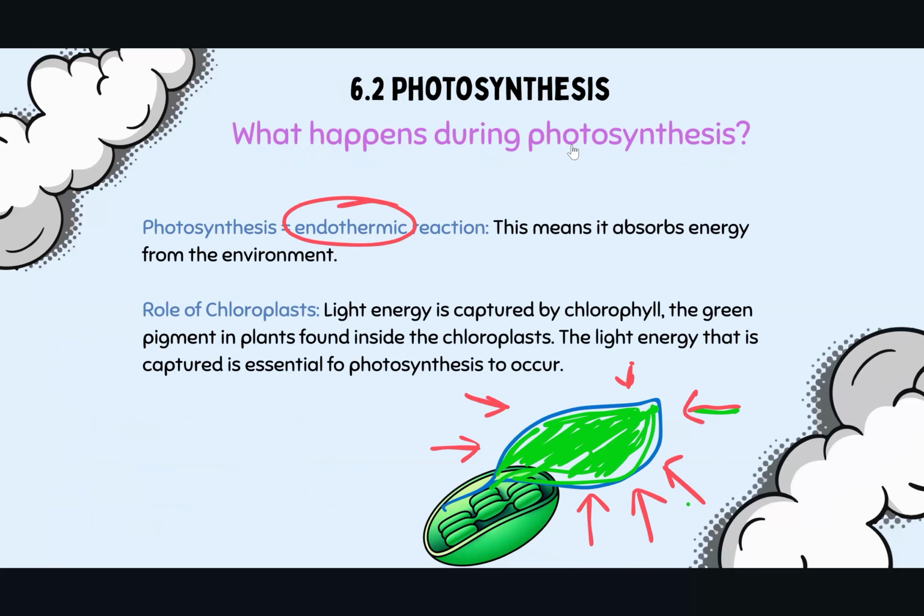Endothermic reaction. So key things to learn from this slide here. A leaf contains chloroplasts. Inside the chloroplast, we've got green chlorophyll. Chlorophyll captures the light energy from the sun, and that energy is then used for photosynthesis. It's used to combine carbon dioxide and water to make glucose and oxygen. And because it's taking energy in, it's an endothermic reaction.